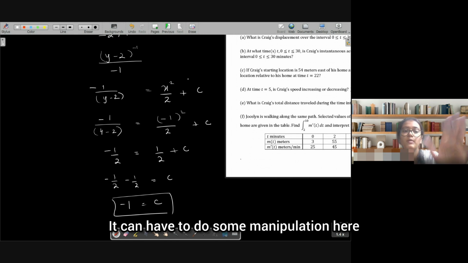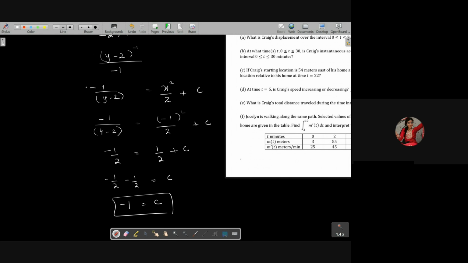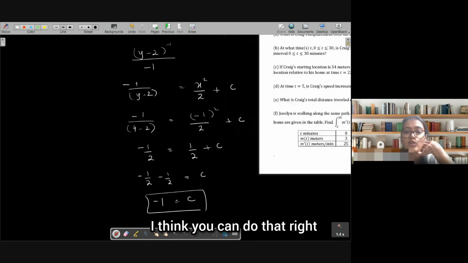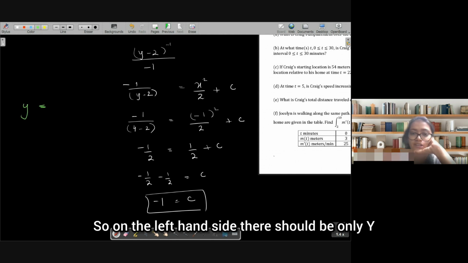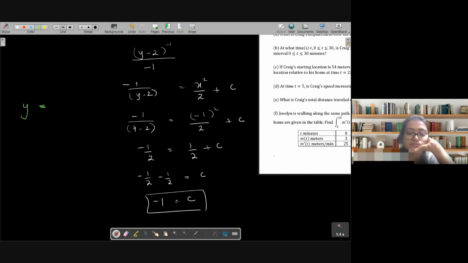You'll have to do some manipulation here. I think you can do that, right? y as a function of x. So on the left hand side, there should be only y.